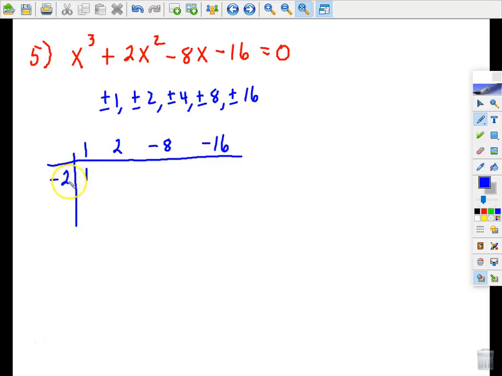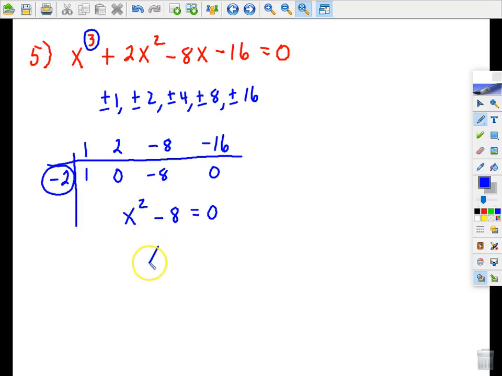Bring down the 1, multiply, negative 2 plus 2 is 0. Multiply, that's 0 plus negative 8. Multiply, that's positive 16 plus negative 16 is 0. So we know negative 2 is one of our 3 solutions, and we'll get the other 2 solutions from this equation that is represented by these numbers. X squared minus 8 equals 0. Notice the linear coefficient being 0 means we don't have an x term.